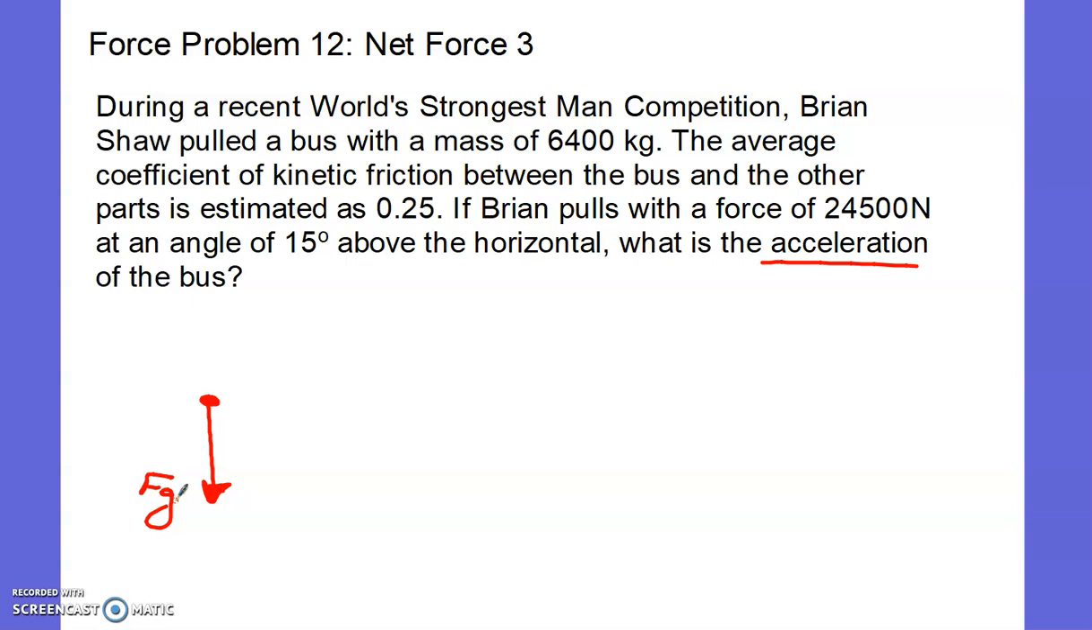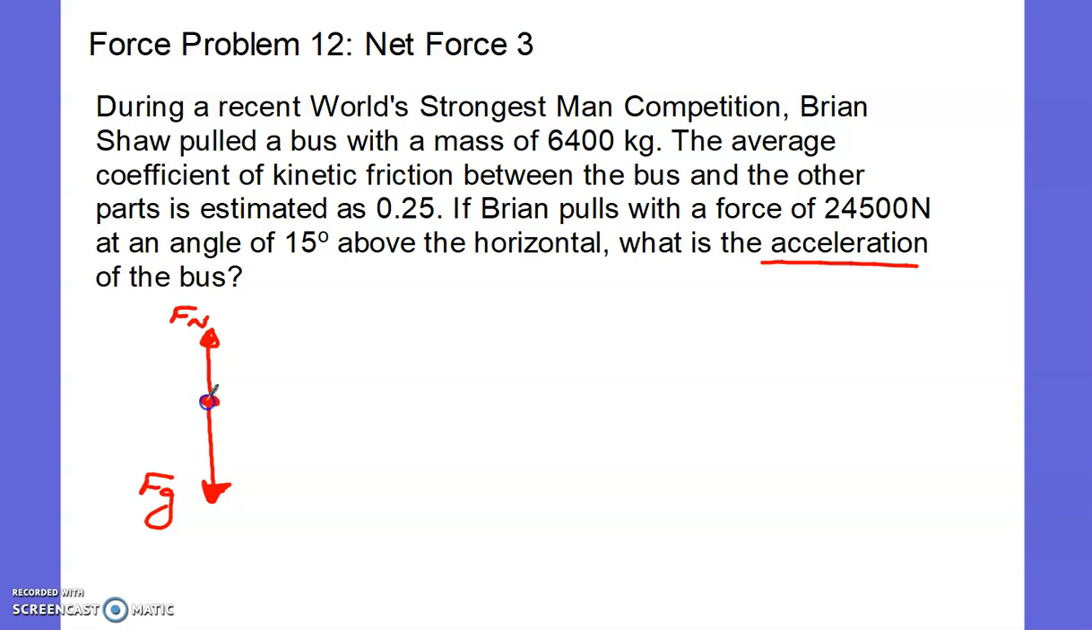And then there is a surface. The bus is being pulled on a road, and so there is a surface. That means that there's a normal force. Normal force is going to be upward. There's also a frictional force because it talks about the coefficient of kinetic friction. The bus is moving, so it's kinetic friction.